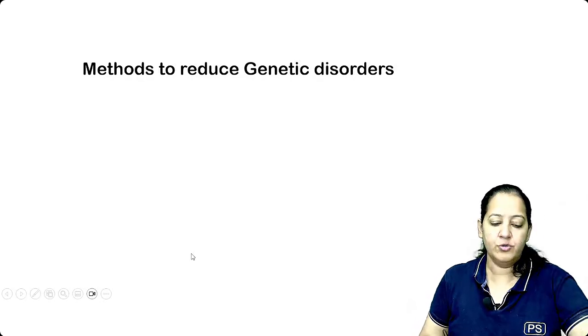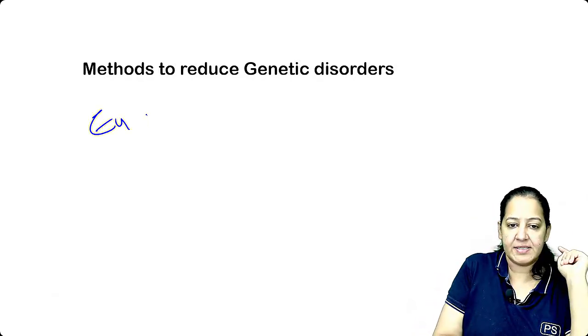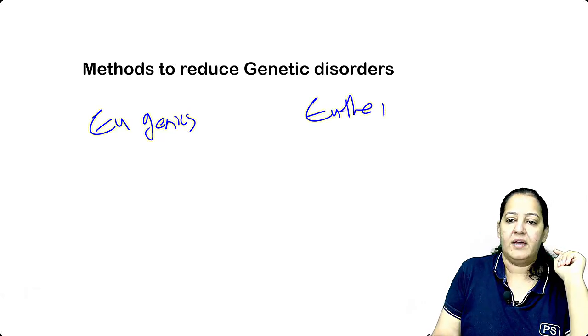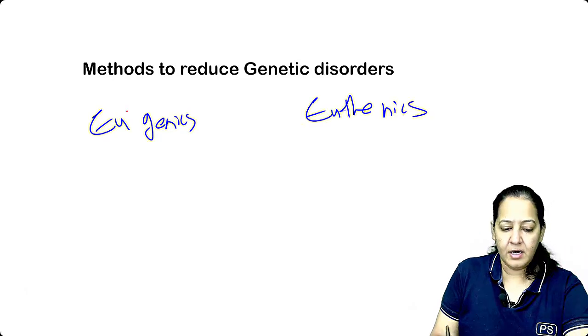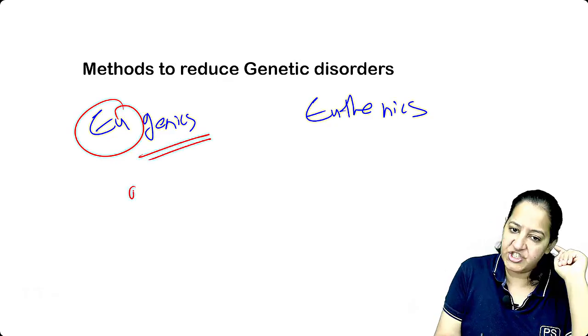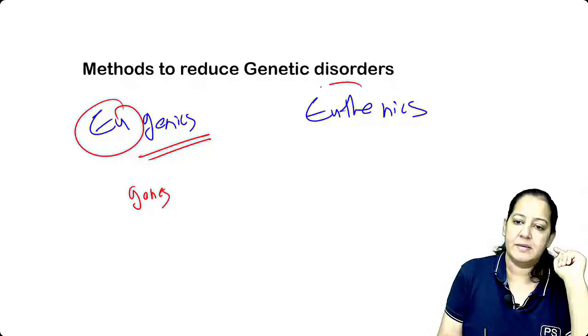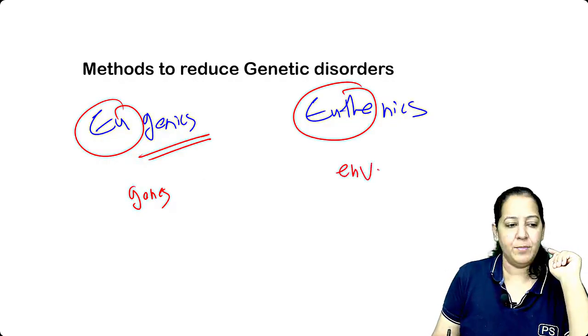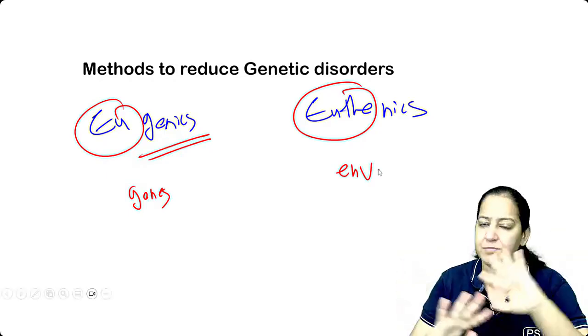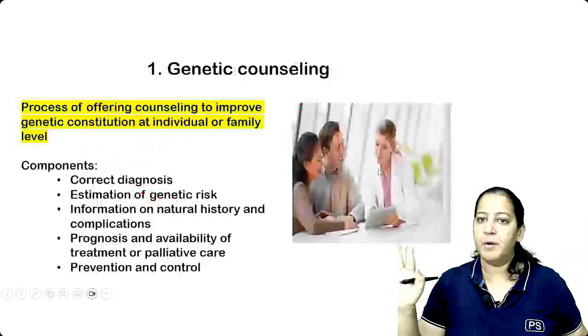So learn the two terms: eugenics and euthenics. Eugenics is manipulating genes. And euthenics is manipulating the environment. That's it. You have to learn the two terms. Bas khatam. Learn that. Questions will come on that only.